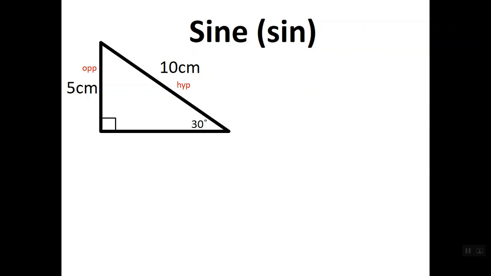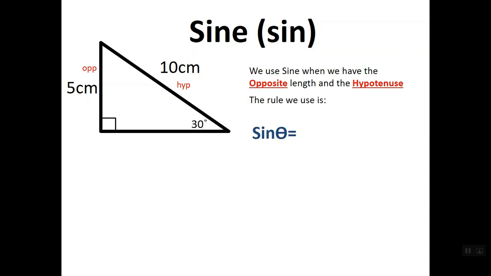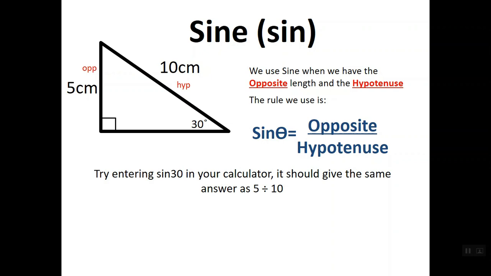It therefore means, of course, we're dealing with sine. So I write my rule, which is sine theta is equal to opposite over hypotenuse. The next step is for me to substitute the values that I know. Look at what will happen now. If we enter sine 30 in your calculator, you'll get the same answer as 5 divided by 10. So sine 30 gives you 5 divided by 10, which is the same thing as a half.